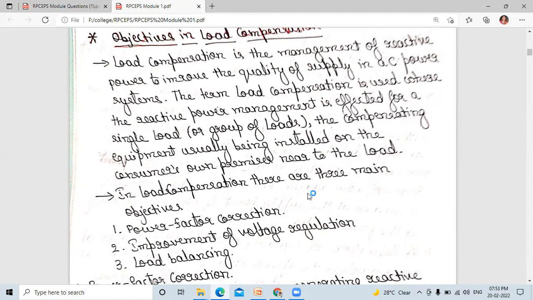At least you should write 3 or 4 points regarding power factor correction, improvement of voltage regulation, and load balancing. If they have given 10 marks, you have to write at least 4 points for each. If they have given 8 marks, if you write 3 points for each, that's enough. Depending upon marks, you should write points.